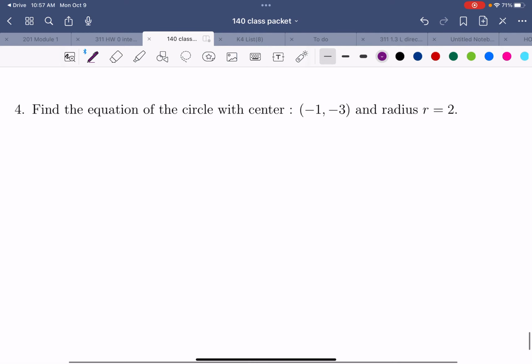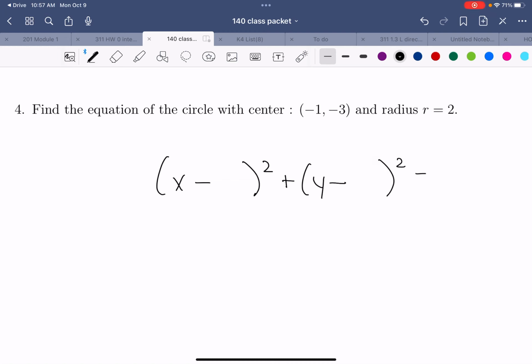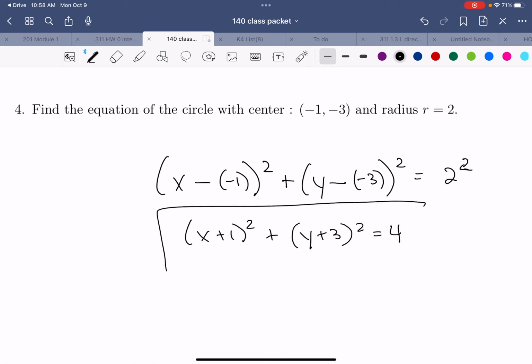And last one, find the equation of the circle with the center -1, -3, and radius r equals 2. So now, instead of graphing, they want us to set this up. So we know it's going to be x minus something squared plus y minus something squared equals something squared, your r squared. So that means we're going to put our h and our k in here. My -1 goes in the first spot, my -3 goes in the second spot, and my 2 goes in the third spot. So this will become x plus 1 squared plus y plus 3 squared equals 4. And that is my equation that I want.